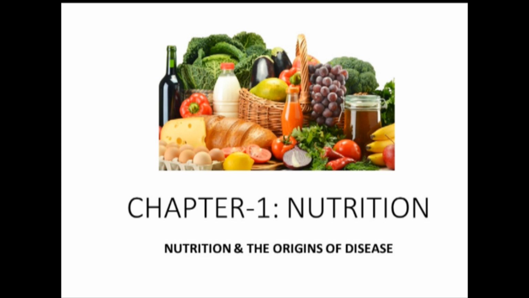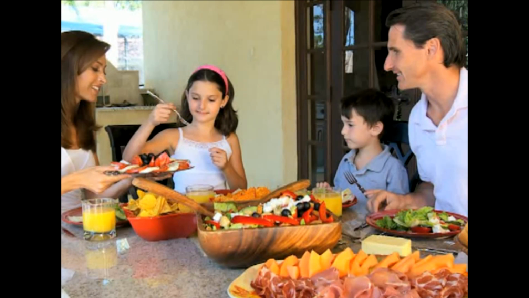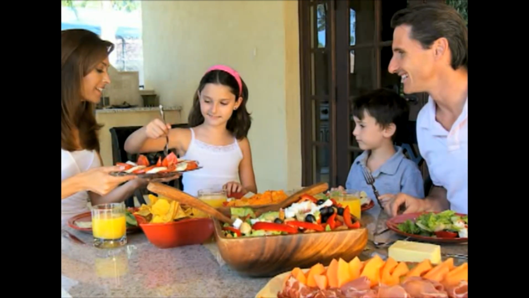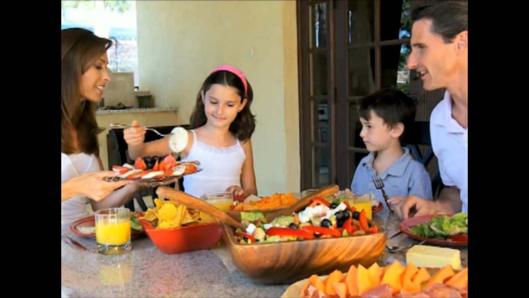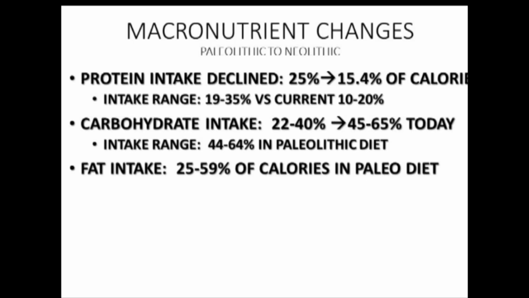To understand how to prevent disease, it's perhaps timely to look back briefly at the dietary evolution of our hominid ancestors. Many archaeobotanists have argued that the Paleolithic man ate mostly berries and plants and some meats and was essentially nomadic. The diet makeup, some have suggested, consisted of carbohydrates representing 22 to 40% of calories, protein 19 to 35, and fats 25 to 59% of calories.